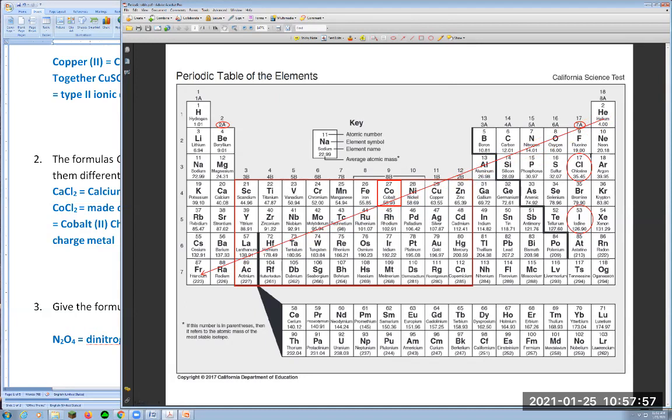In the upper right corner, where helium is, is the least metallic. And as you go to the lower left corner of the periodic table towards francium, it is more metallic. So the metallic character increases from right to left and from top to bottom. So iodine is more metallic than chlorine. So iodine will be the first element in the name.